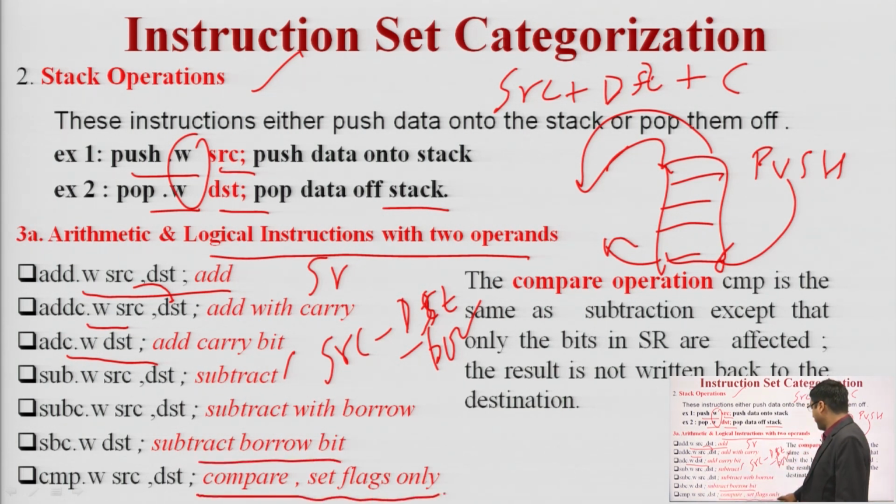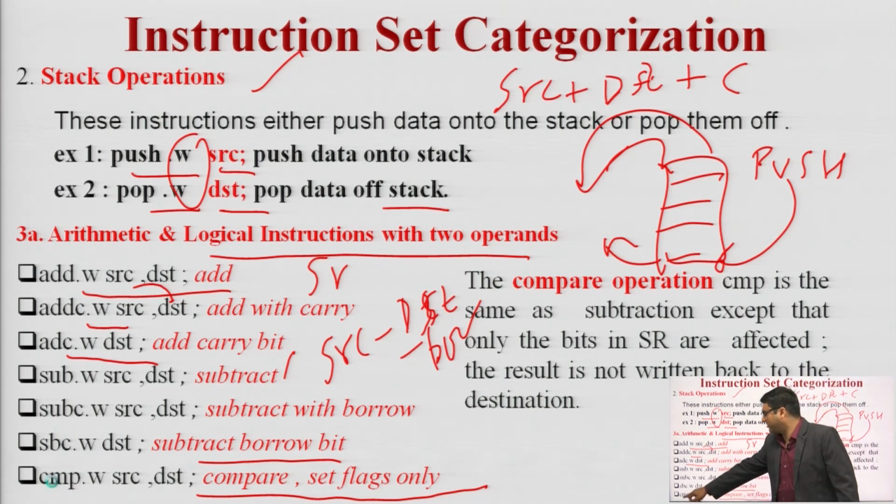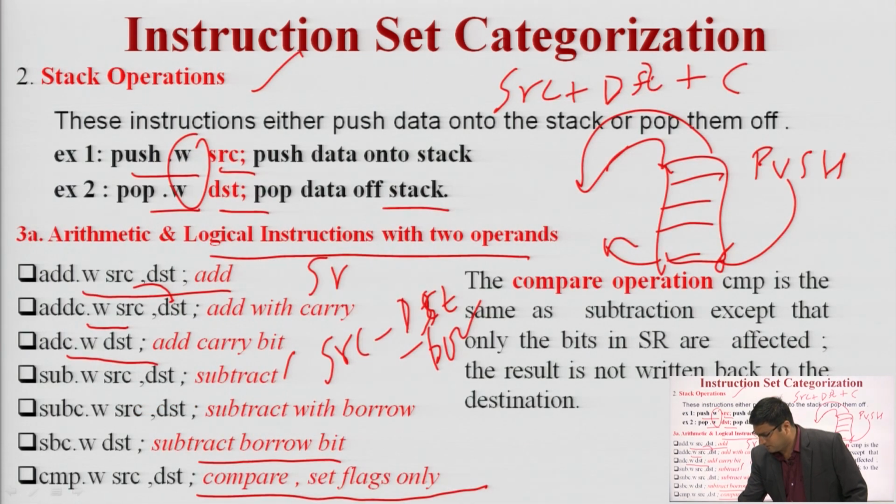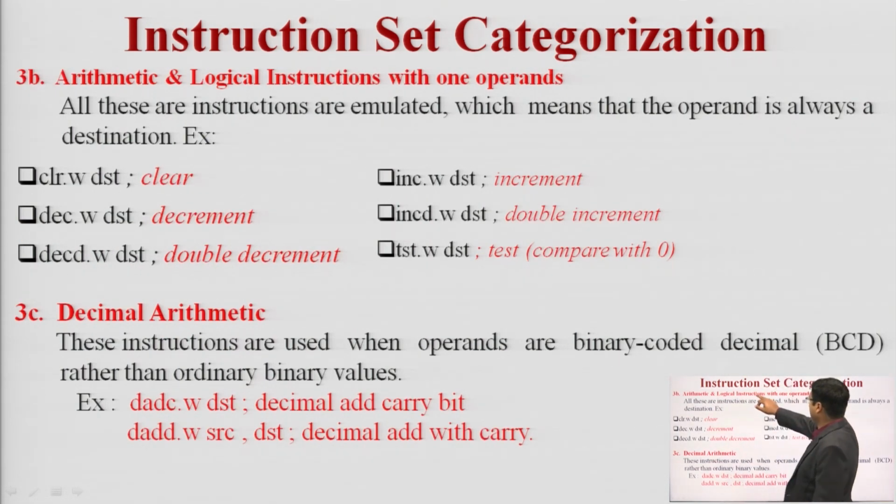Similarly, compare sets flags. We are comparing 2 values. So what is the difference between compare and subtract? Compare works as a function of subtract, but we are setting the flags only, whereas in the case of subtract the result is stored. Then there is another category, arithmetic and logical instructions with one operand.